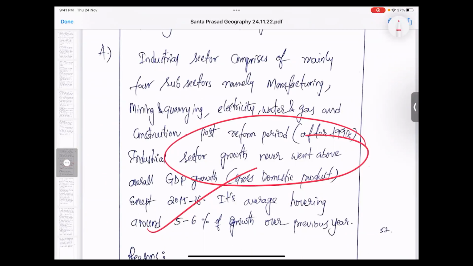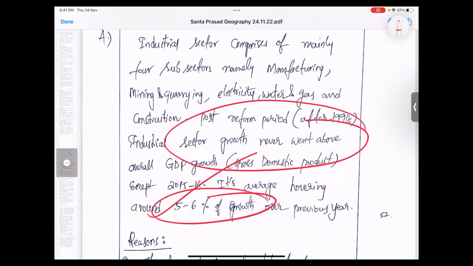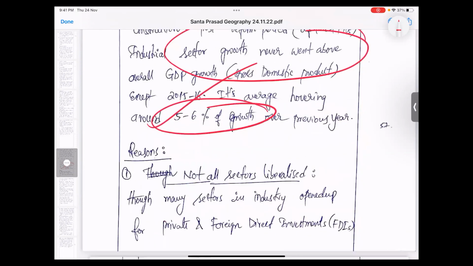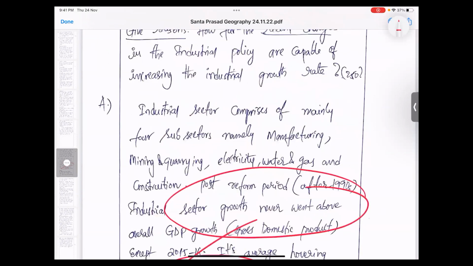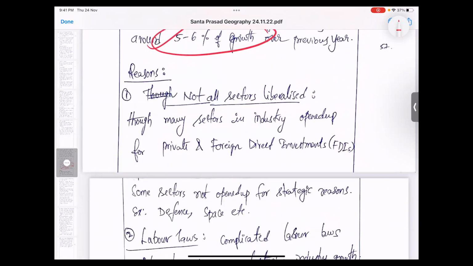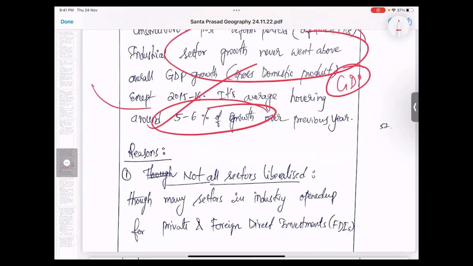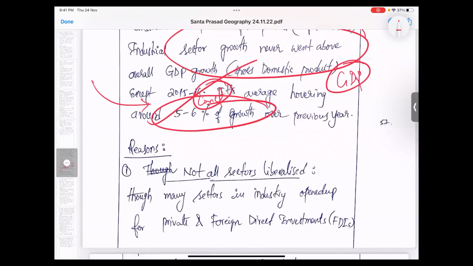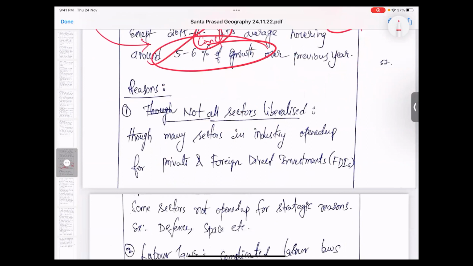Yes, sir. What is this 5-6%, Shanta Prasad? Industrial growth rate, sir. Instead of that, you write its contribution to GDP. That is much more catchy, right? Yes, sir. You can use it, of course, I'm not denying this. It is good. You use it in the conclusion. Here, it will be much more advantageous if you use it in the conclusion.